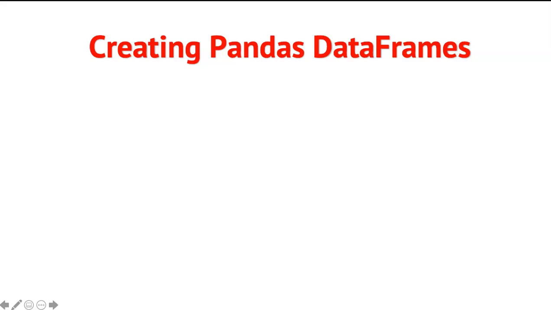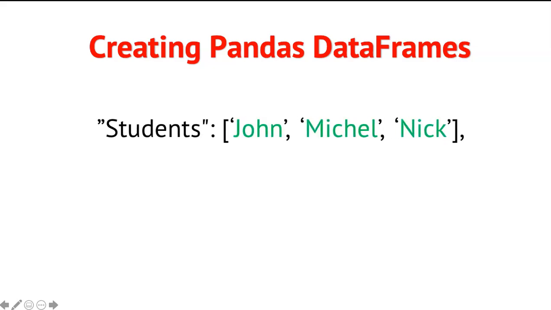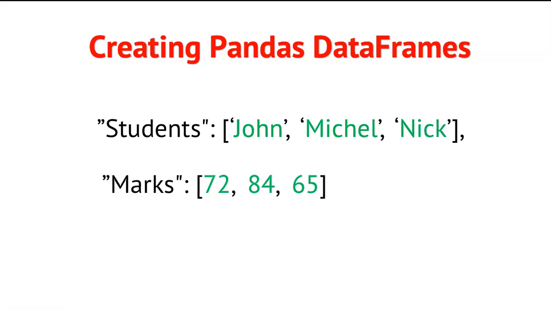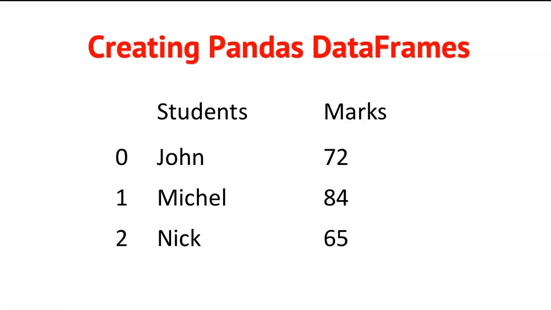Suppose we have a very small dataset of students and their corresponding marks. That means marks for John, Michael and Nick are 72, 84 and 65 respectively. So when we create a data frame for this dataset, we will get the result in a tabular form, something like this, in rows and columns. Now we will understand it through a program.